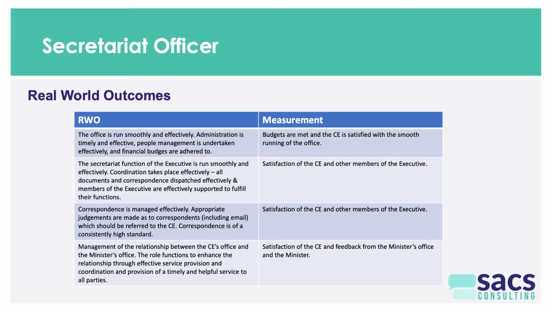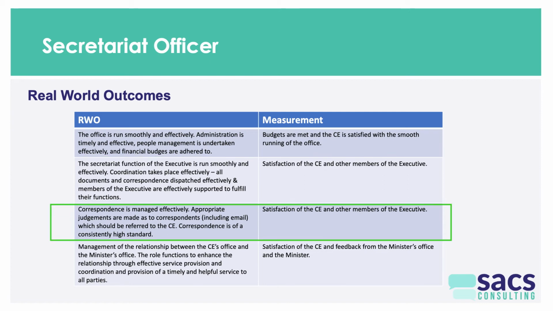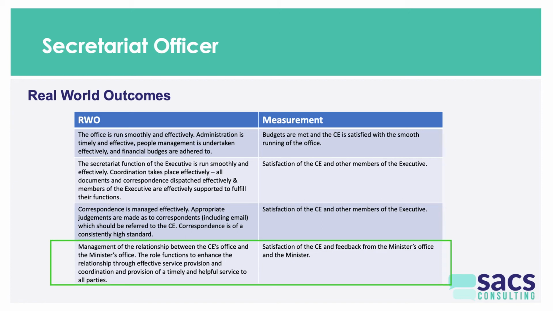Now, we undertook the process of developing an outcome-based job definition. We discovered that there were really 4 key outcomes. The office being run smoothly and effectively, so budgets are met, and the chief executive is satisfied with the smooth running of the office. Secretariat function of the executive is run smoothly and effectively, so coordination takes place, all documents and correspondence dispatched effectively, and once more, satisfaction of the CE and other members of the executive. Correspondence managed effectively, once more, satisfaction of the CE and other members of the executive, and management of the relationship between the CE's office and the minister's office. This was a public sector organisation. There was satisfaction from the CE and feedback from the minister's office.